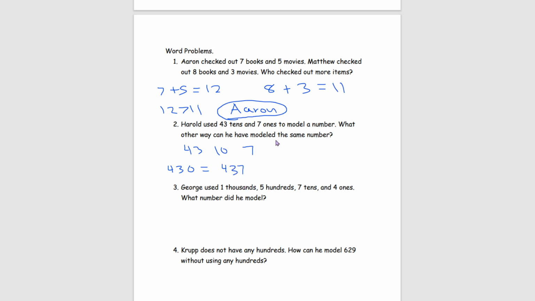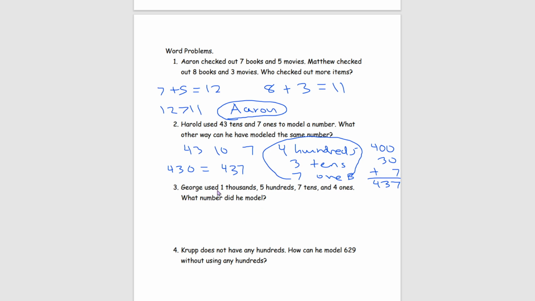In another way, he could have modeled the same number. Instead of using 43 tens, he could have broken it up as using 4 hundreds, which equals 400, and then 3 tens, which equals 30, and then 7 ones. As when we add these all up, we still get 437 as our answer. So Harold could have modeled it as 4 hundreds, 3 tens, and 7 ones.